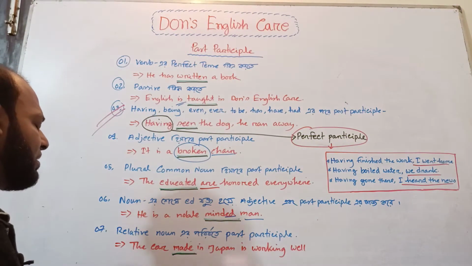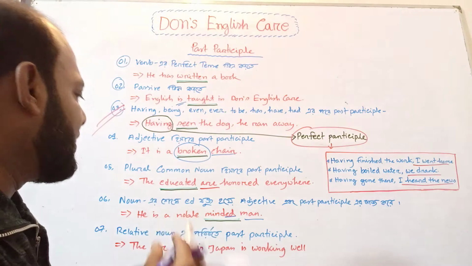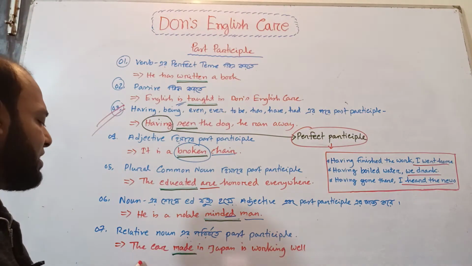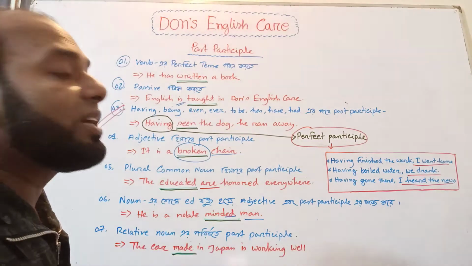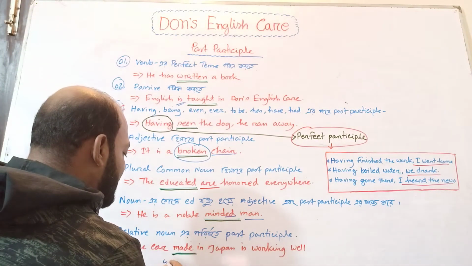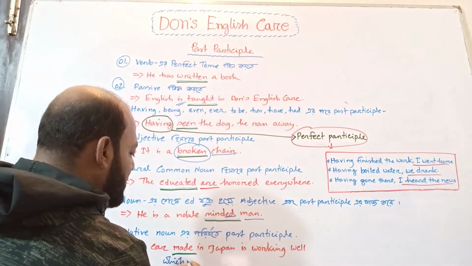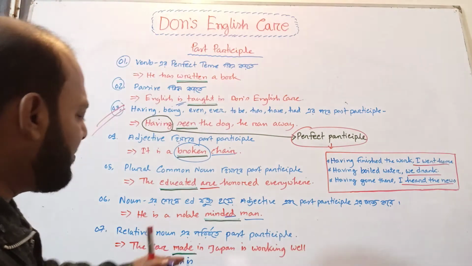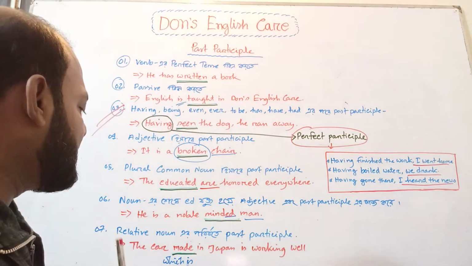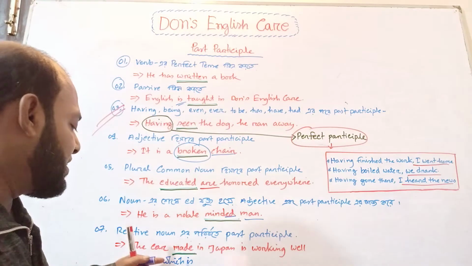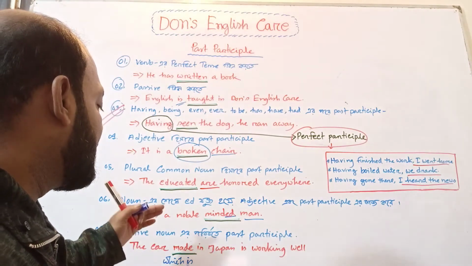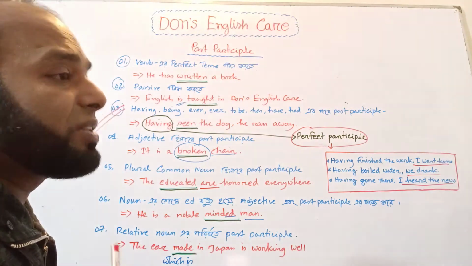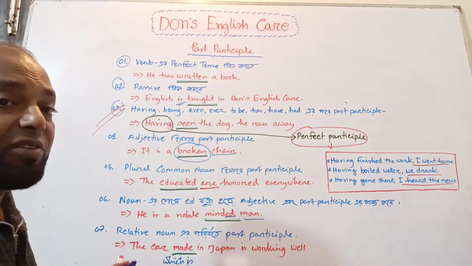Okay, number 7, relative pronoun. Instead of a relative pronoun, we can use the past participle form. The sentence is: the car which is made in Japan is working hard. This is a relative pronoun. But if we use a simple sentence, I mean simple, complex, compound, you are familiar with these forms.